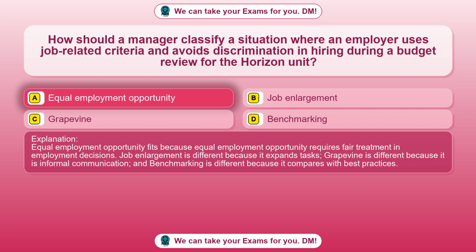Equal employment opportunity fits because equal employment opportunity requires fair treatment in employment decisions. Job enlargement is different because it expands tasks. Grapevine is different because it is informal communication, and benchmarking is different because it compares with best practices.